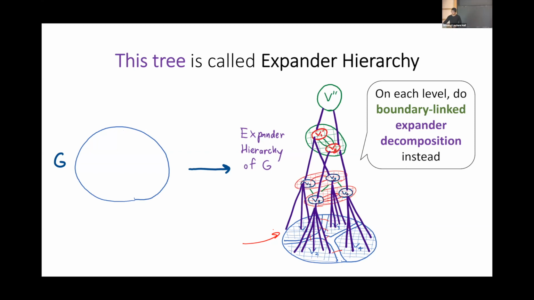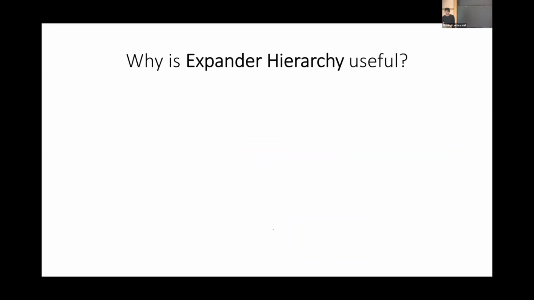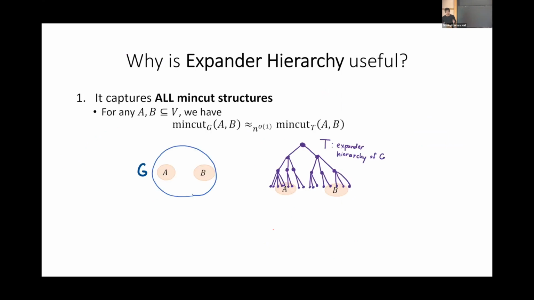So, but now with this definition, why is it useful? It turns out that this tree becomes super strong in the following sense. It actually captures all min cut structure, not just min cut structure between some pair of nodes. It captures all min cut structure. What do I mean by that?